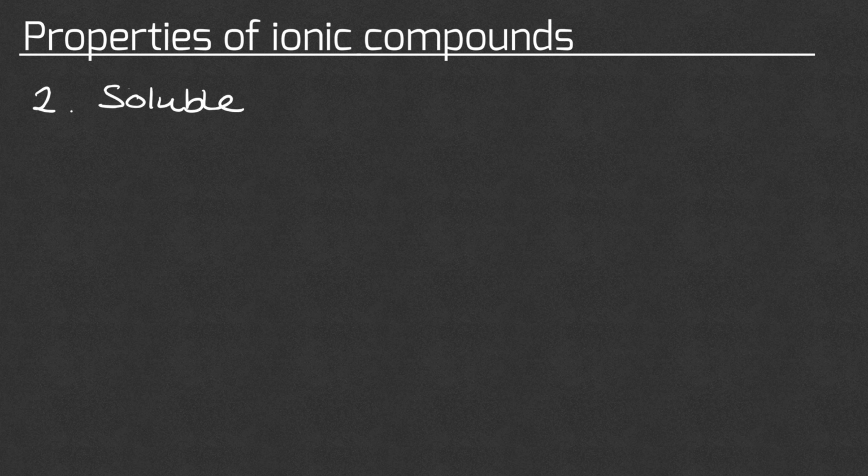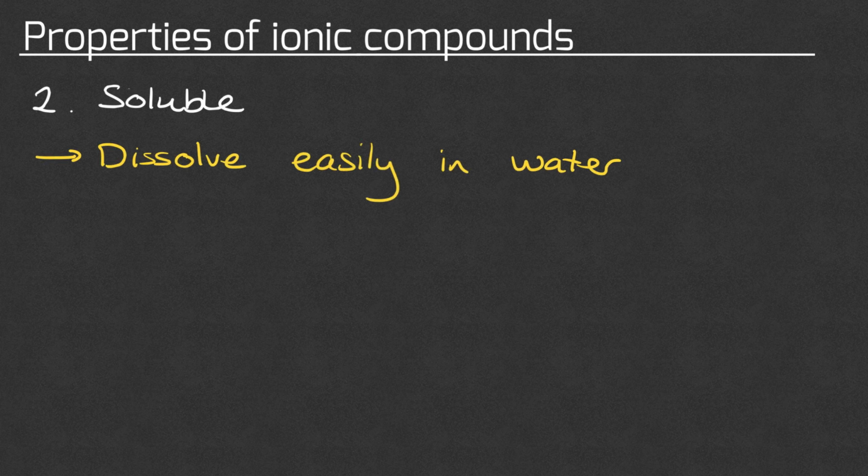Ionic compounds are also soluble. This means that they dissolve easily in water. This is because the ions have a charge. If something has a charge, it tends to dissolve quite easily in water, making it soluble.